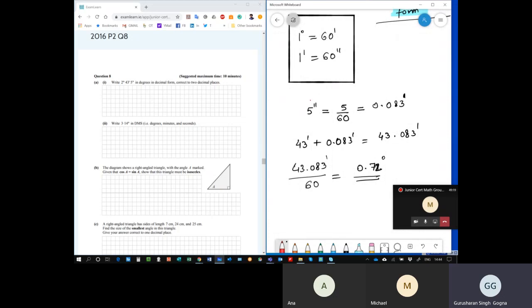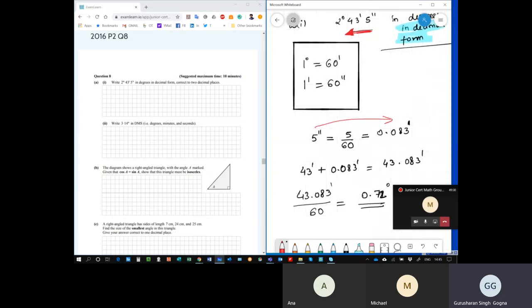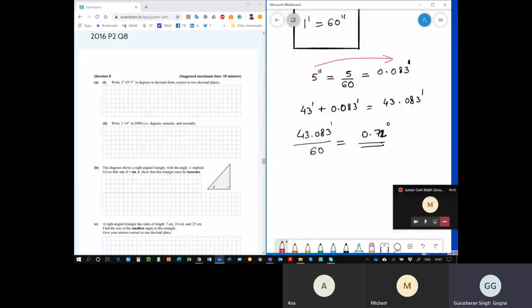This was in seconds, so I'm converting into degrees. You need to go from right to left, starting from seconds, 5 seconds. If you want to convert into minutes, you need to divide by 60. So you got minutes, and this minute you add to 43 minutes, which is given in the question.